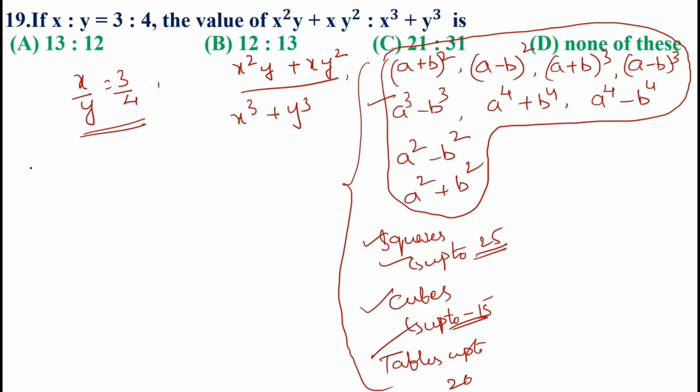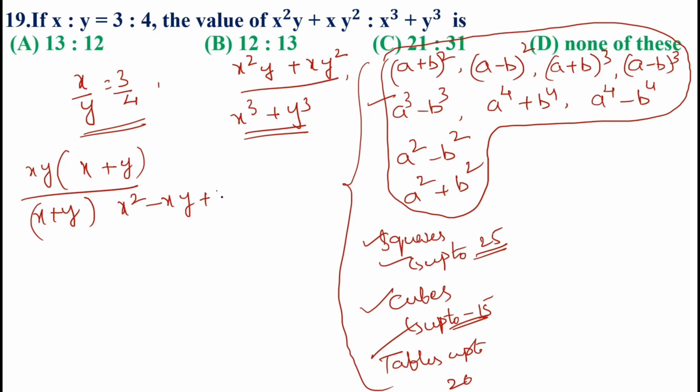Take common xy from this. xy is common. Then what will be the remaining? x in the first and y in the next. So the a cube plus b cube formula is a plus b into a square minus ab plus b square. This is the formula. The formula for a cube plus b cube is a plus b. Here plus is there, so plus you have to keep. Then a square minus ab plus b square.